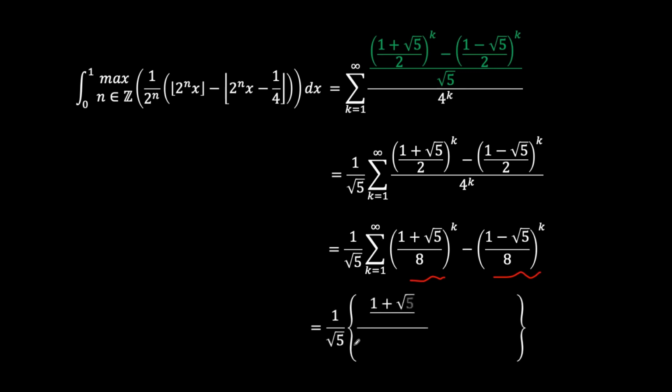So we have 1 over root 5 with the initial value being 1 plus root 5 over 8. And then the denominator is 1 minus the common ratio, which is 1 plus root 5 over 8. The same thing for the second one. So as we can see, we can now get the common denominator here, and this becomes 8 minus 1 minus root 5.